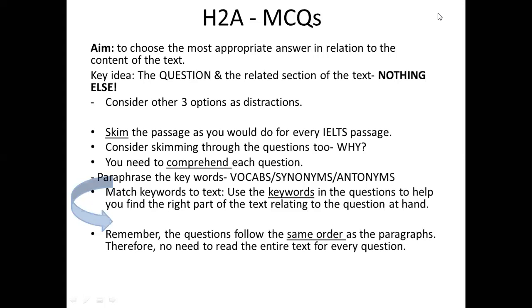So every other thing, apart from the question you have before you, which you have to interpret clearly and correctly, as well as the only most appropriate answer in that option, nothing else really matters. So there will always be three other options which I consider as distractions. They may contain few elements to answering that question, but they are not the most appropriate answer.